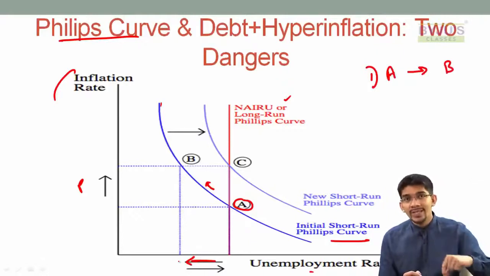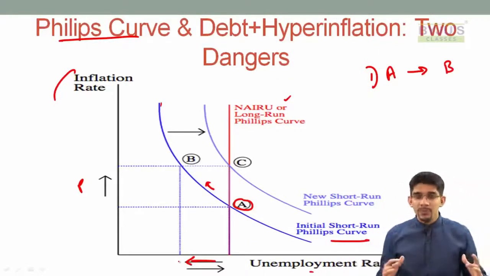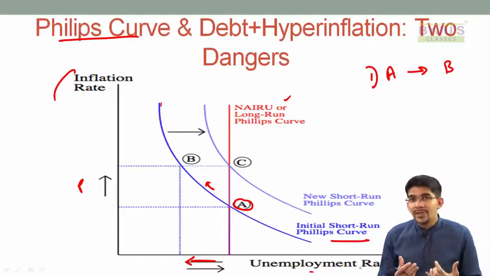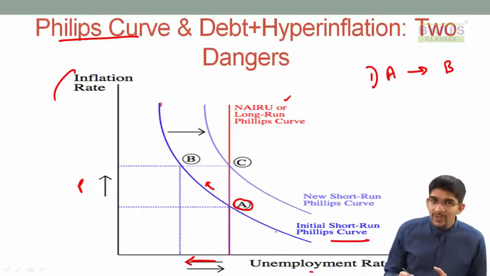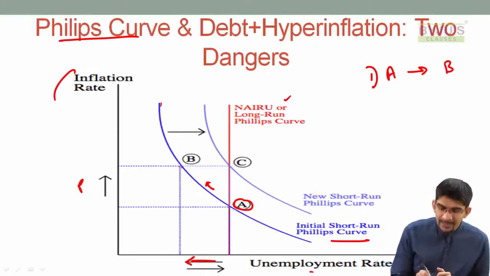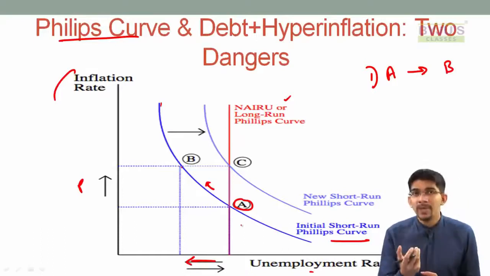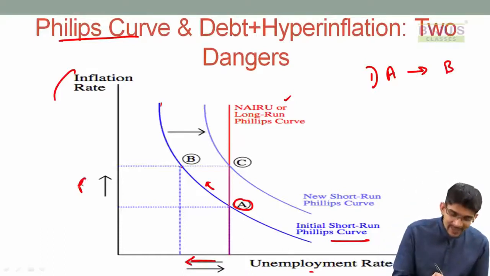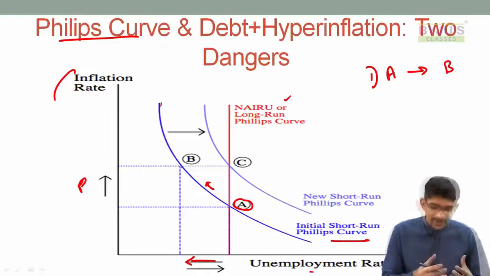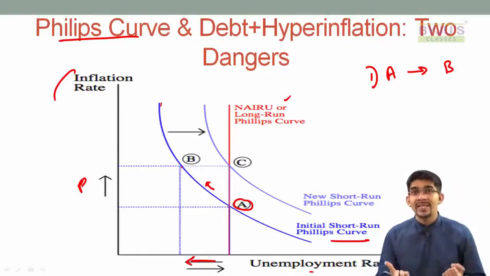Now, governments will always tend to do this because inflation is a more spread out process. If you can reduce unemployment, you actually tend to get more votes. So governments want to reduce unemployment, and they tend to sacrifice inflation for that. And we reach B. However, in the long run, the newly employed people will realize that everything is now more expensive. When everything is more expensive, the current salary is not able to help me buy all the things that I require.